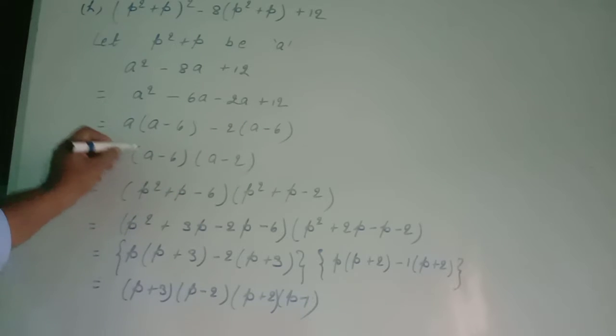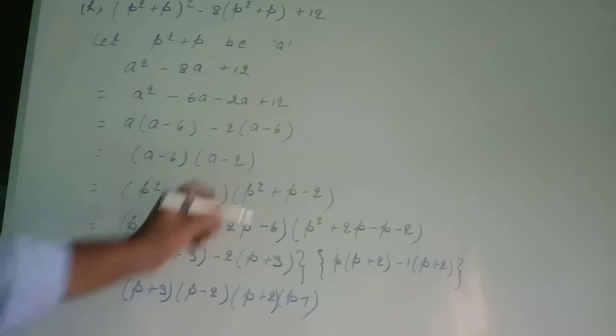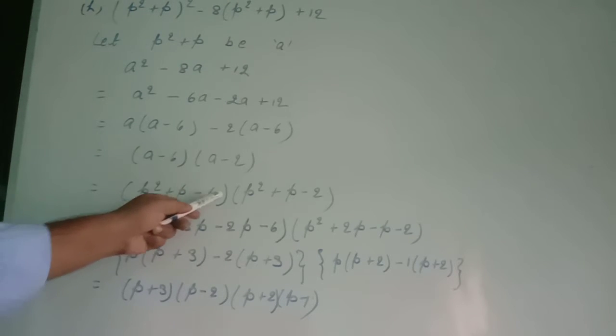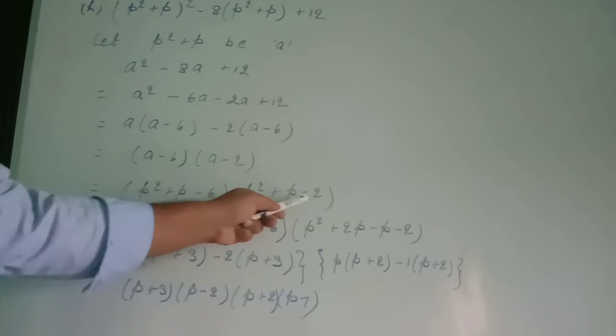So I wrote here common. What is left? a minus 2 is left. I wrote in bracket. Now I kept the value of a, that is p square plus p. So (p square plus p minus 6) into (p square plus p minus 2).